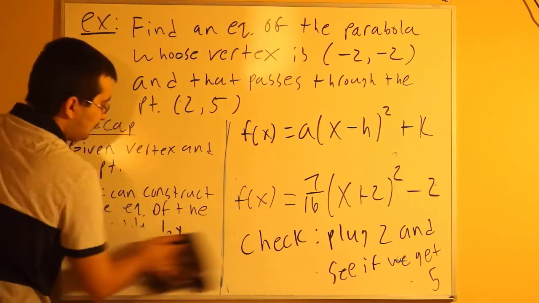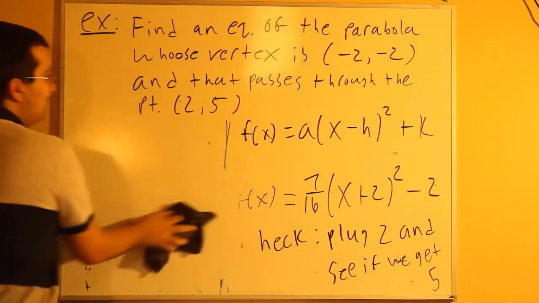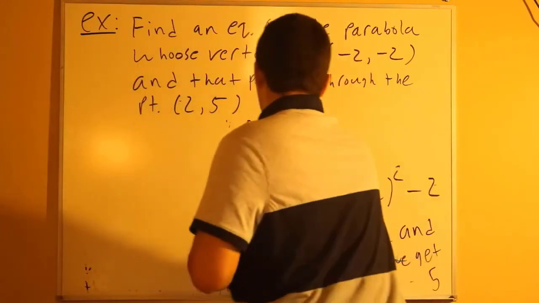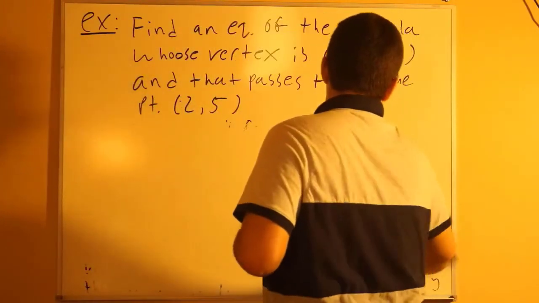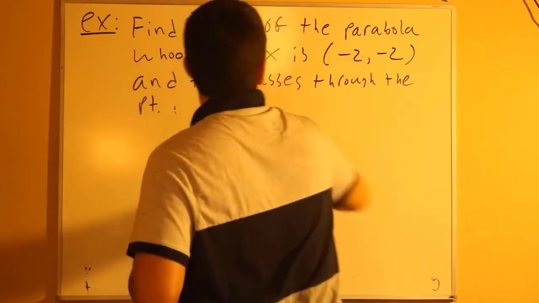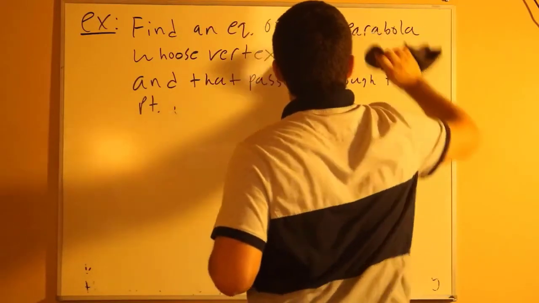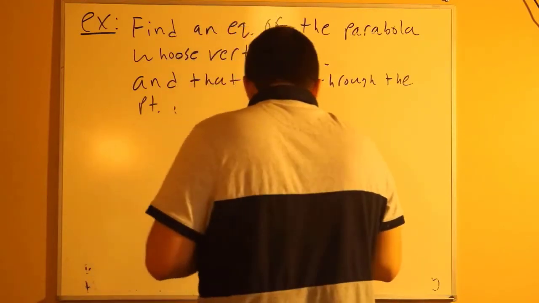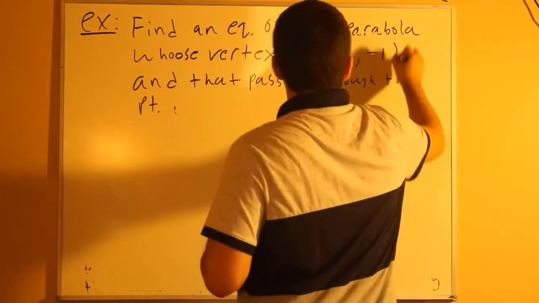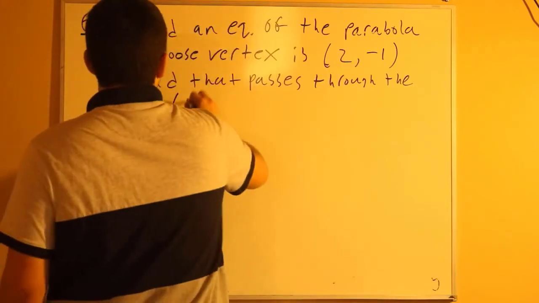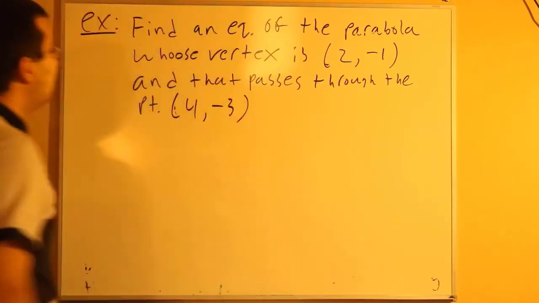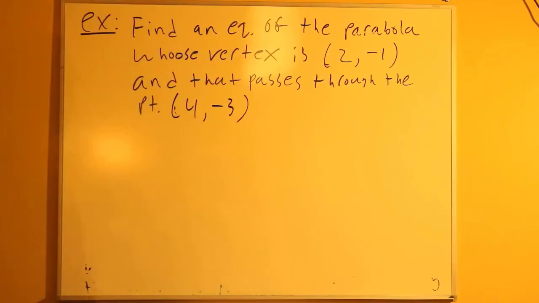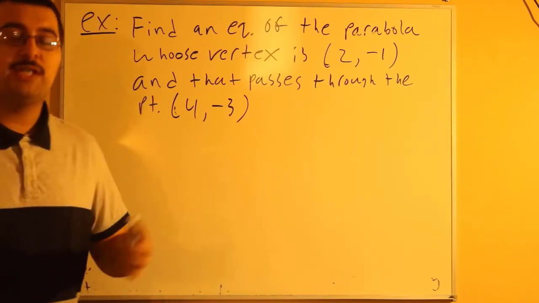Alright, so the next example we'll do will be this. Same format of the question, but this time our vertex will be 2, -1, and our point will be 4, -3. Okay? So this will be our new equation. Again, find the equation of the parabola whose vertex is the point 2, -1, and passes through the point 4, -3.